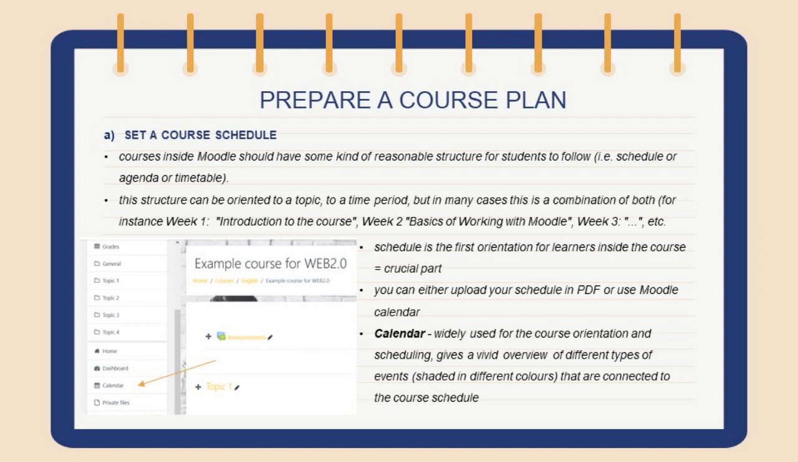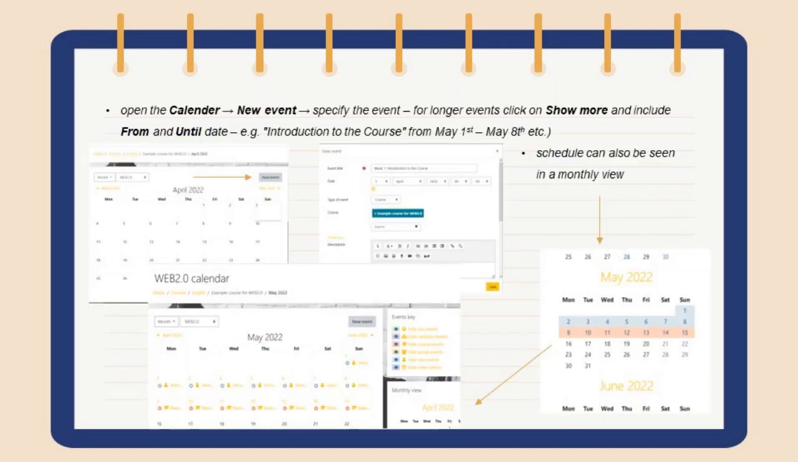It's a good idea to set a course schedule first because courses inside MOODLE should have some kind of a reasonable structure for students to follow. The structure can be oriented to a topic or a time period, but in many cases it's a combination of the two. Calendar is widely used for the course orientation and scheduling and gives a vivid overview of different types of events that are connected to the course schedule.